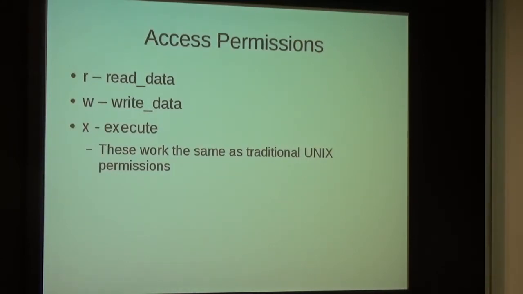So R, W, and X work how you would expect them to work. They work the same way as they do with your traditional Unix permissions: read, write, execute. And in fact, when you have a file or a directory and you do an ls -l on it, it'll look exactly like it would in the normal sense. Once you apply an ACL to the file, you'll see a plus. I didn't put it in my slides here, but you'll see a plus that indicates there's an ACL on the file.